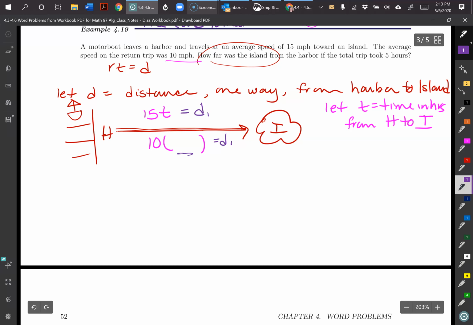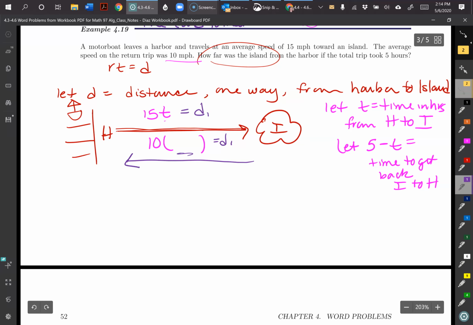But how do we know what the t is? So we're going to set that up. If t is the time to get there and it took 5 hours total, it's just like your other things. When you have money, you have a total amount of money and you subtract off the X dollars put into your account. This is the same thing. We had a total of 5 hours and we're subtracting off the time it took to get out to the island is the time to get back. Okay, island to harbor.